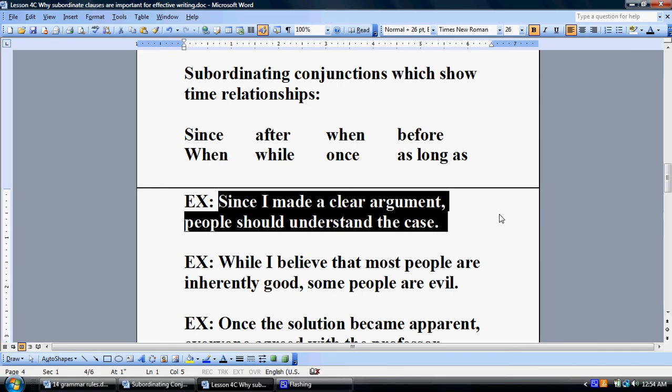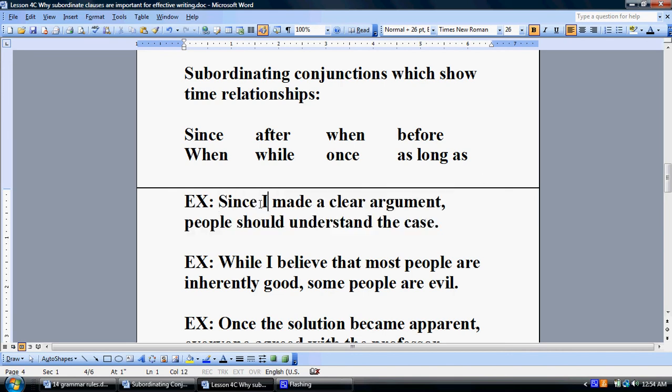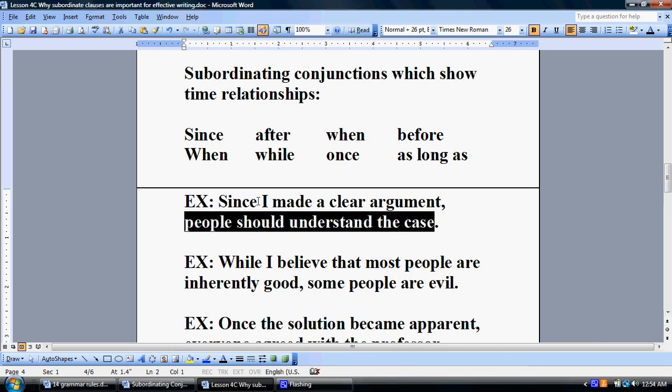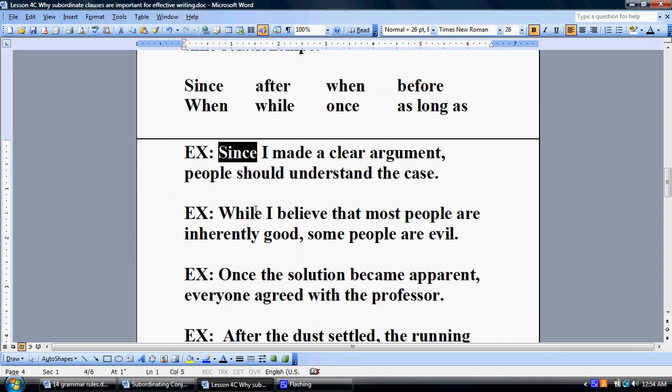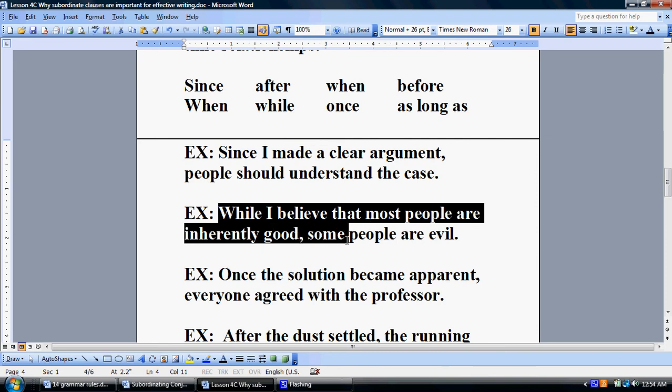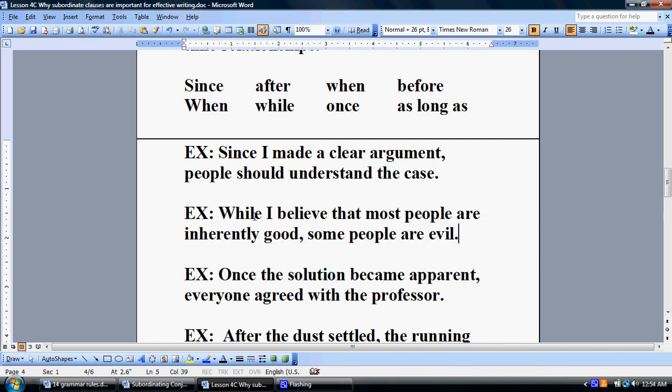So subordinating conjunctions show time relationships, and here we go with our examples. Since I made a clear argument, people should understand the case. Fairly straightforward. And we know this happened before this would happen, and it's because of that subordinating conjunction since right there. I believe that while I believe that most people are inherently good, some people are evil. Notice this while, even though it's a subordinating conjunction, shows that both of those things are happening simultaneously. So here you go. It's time. It's showing it's happening at the same time.